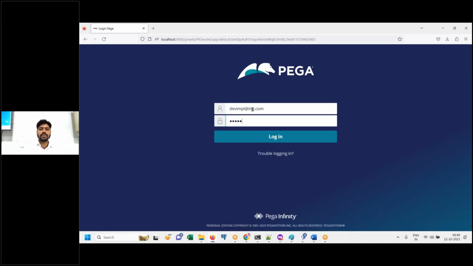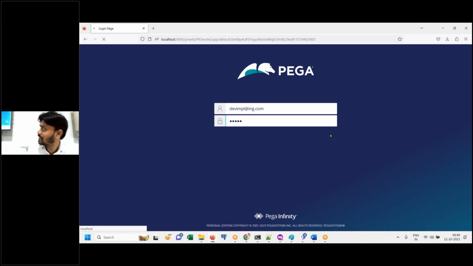devimpl@ing.com password rules. If you log into implementation, while you are going through the document, you need to experience it like this. Don't read and leave it. Log in and see with your eyes whatever you are reading. Just have an image in front of you. See that and then try to understand. Don't go simply by reading and remembering.